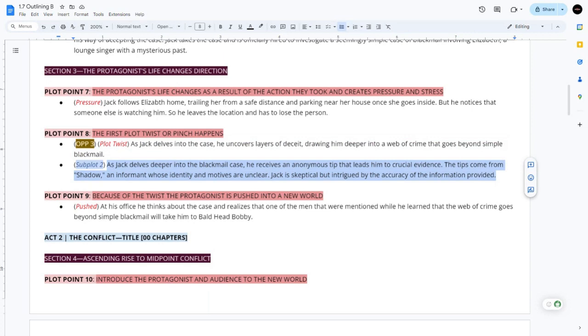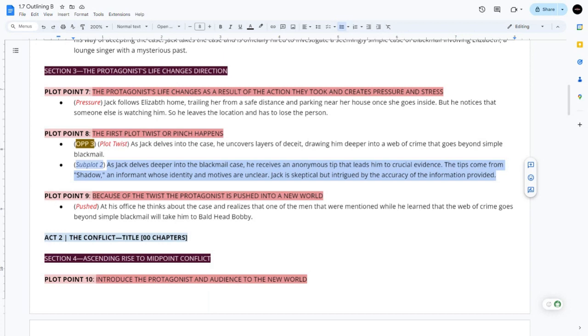As Jack delves deeper into the blackmail case, he receives an anonymous tip that leads him to crucial evidence. The tip comes from Shadow, an informant whose identity and motives are unclear. Jack is skeptical but intrigued by the accuracy.